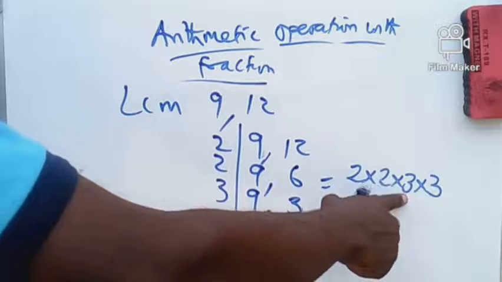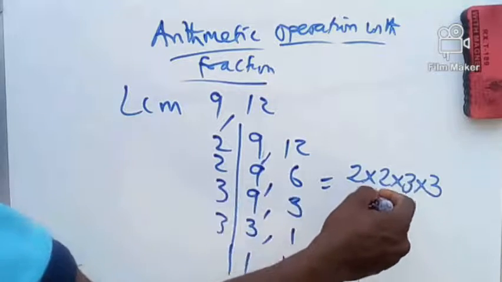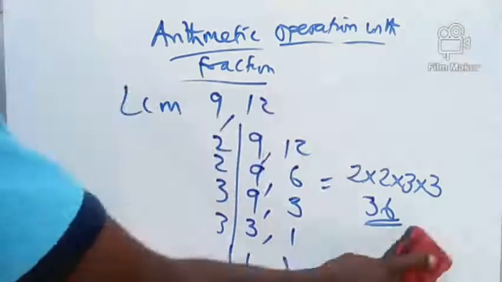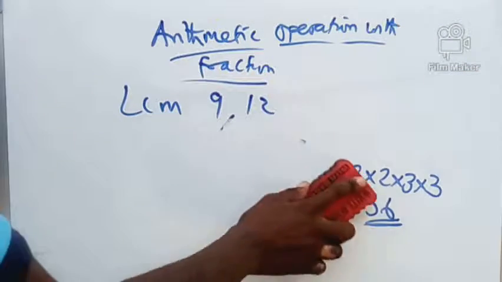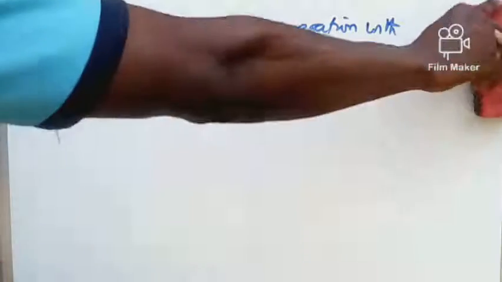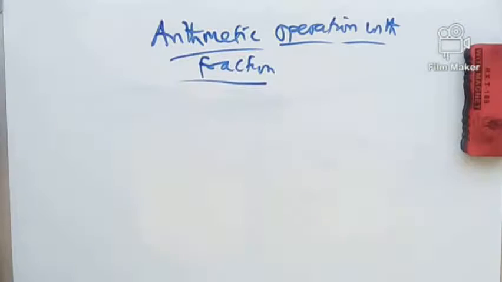4 times 3 is 12. 12 times 3 is what? 36. And that is the LCM of 9 and 12. Now, the concept of LCM is very, very important when dealing with what? Fractions, because before you perform simple arithmetic operations with fractions, you must find the LCM of the numbers before you get started with the problem.